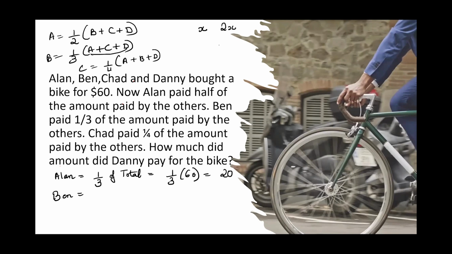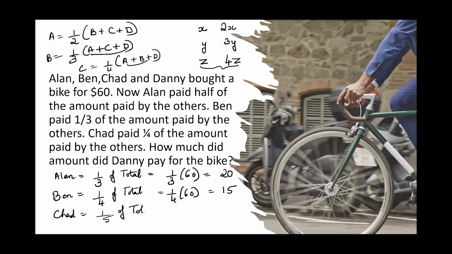Try doing the same with Ben. So if A plus C plus D had paid 3y, Ben would have paid 1/3, which is y. So can I say Ben has paid 25% out of the total? Out of 4, Ben pays 1. So 25% of the total, which is $15. Similarly, Chad. If you see, others have paid Z or 4Z. So Chad had paid Z. So can you see, Chad had paid 1/5 of the total, which is 1/5 of $60, which is 12.